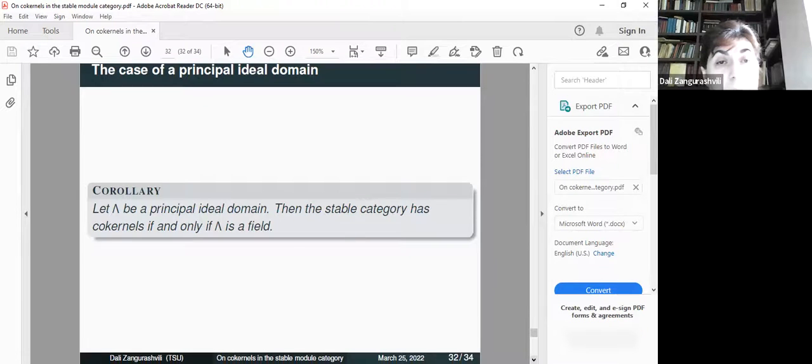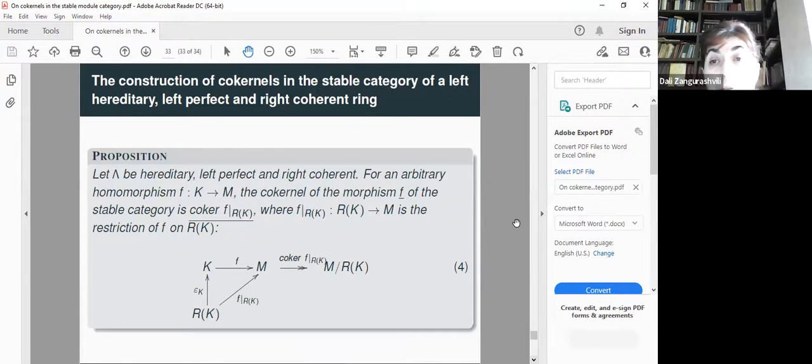And finally, the promised construction of cokernels. I already gave one construction, but it was not that simple. And now I give the other one, which is quite simple in my opinion. So assume that lambda is left hereditary. The word left was missed here, sorry. Left perfect and right coherent. And consider an arbitrary homomorphism.